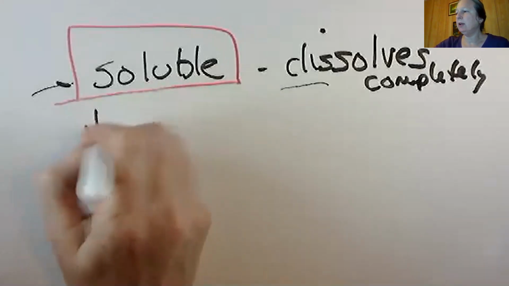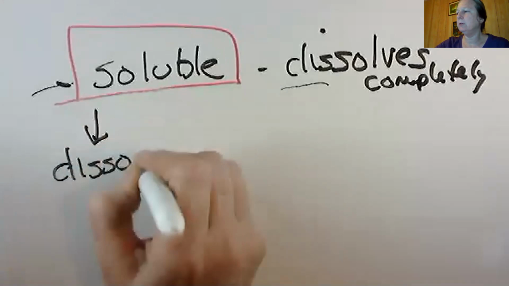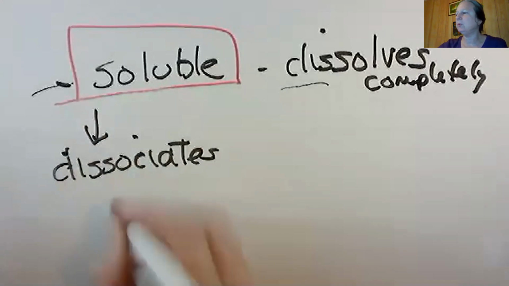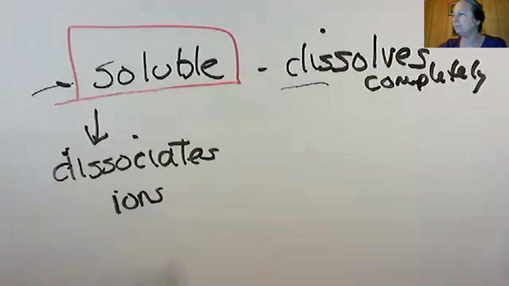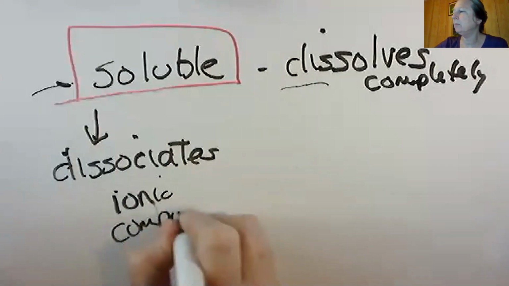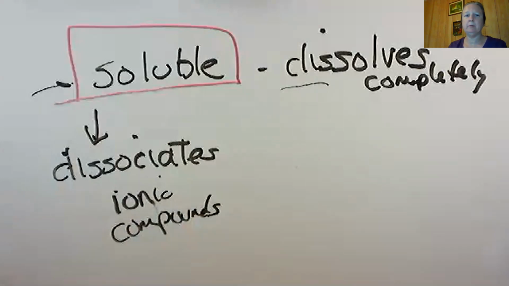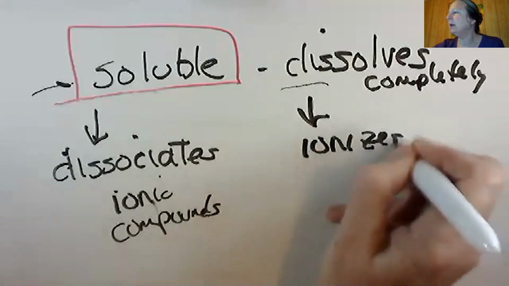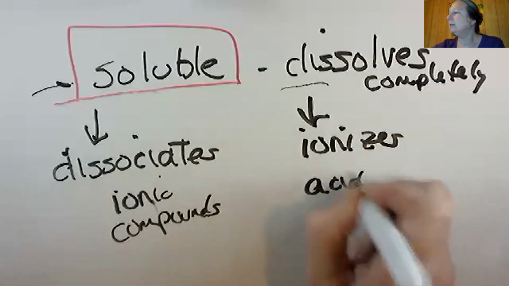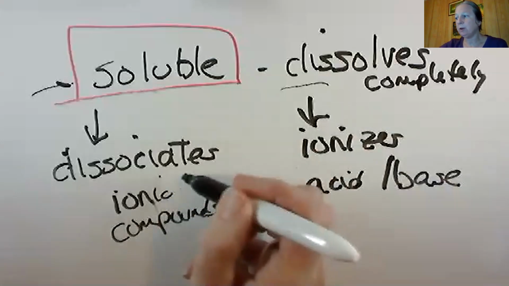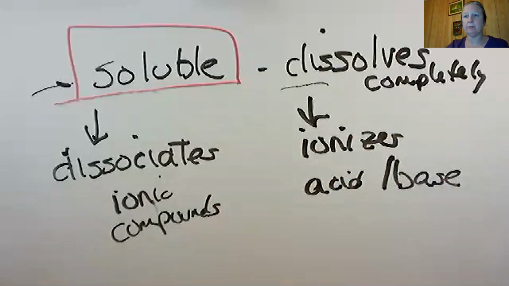You can have it dissociate. That means it breaks apart into its parts and pieces. This is what ionic compounds do, into ions. It can ionize, and this means you start with a molecule and you end up with an ion. So with dissociation, you have an ionic compound and you get ions.